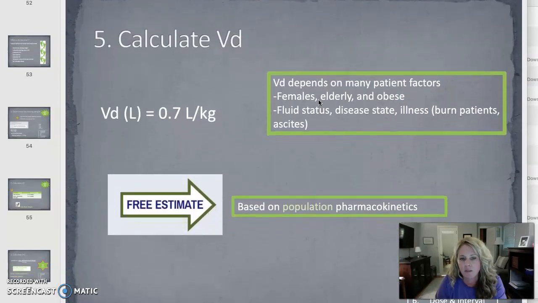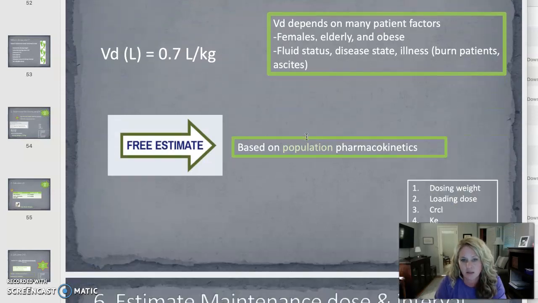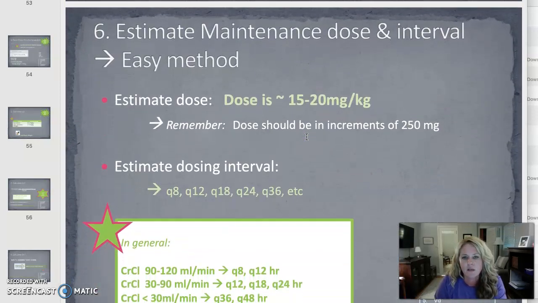We'll calculate the volume of distribution. That's 0.7 liters per kilogram. And again, this is a population parameter. So the volume of distribution for vancomycin, you can see, is much bigger than it is for aminoglycosides. But it's going to depend on a whole lot of things. Obesity affects the volume of distribution significantly. Fluid status also does. So from there, we estimate the maintenance dose and the interval.